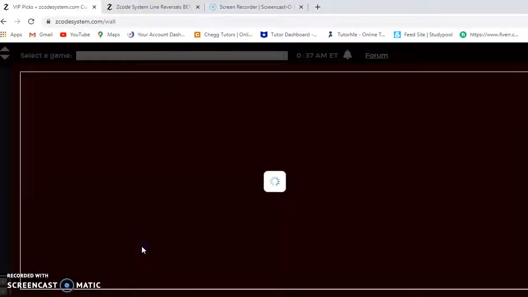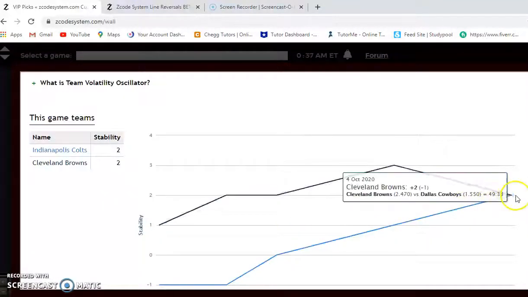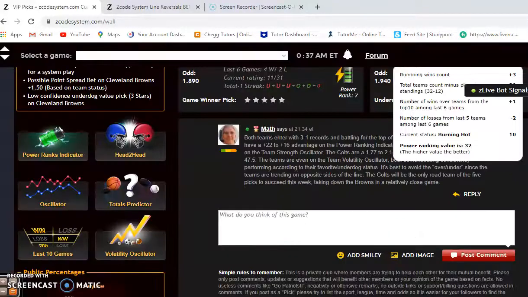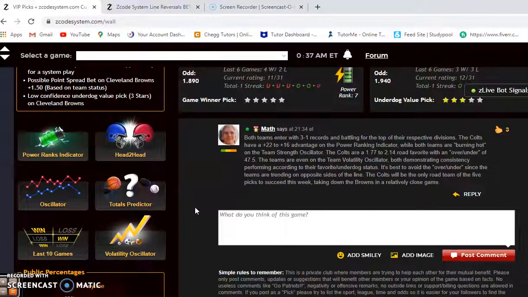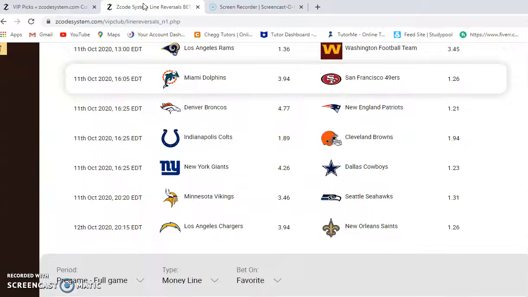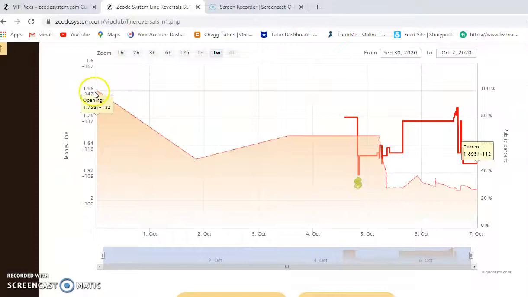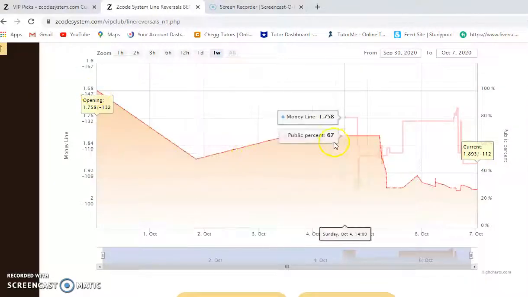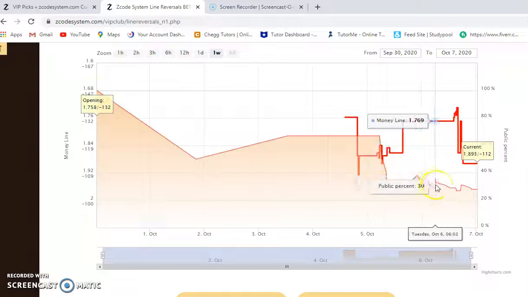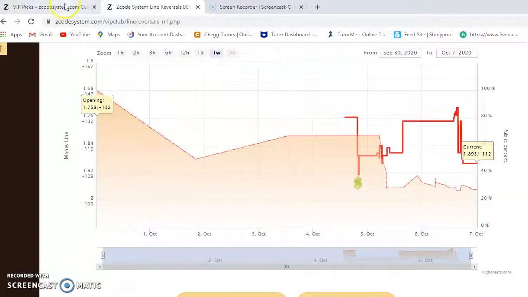If you're looking at how stable they are, again, even in this category as well, both at two, it's a very good match, a very interesting matchup. It's going to be a very entertaining game to watch. So let's take a look at the line reversals, and you will see here Indianapolis and Cleveland. Has much changed? Well, it opened at 1.758. You can see there's been some movement, and currently we are at 1.893. Not a huge move, but fairly good amount of movement. So take that into consideration when placing a bet on this one.